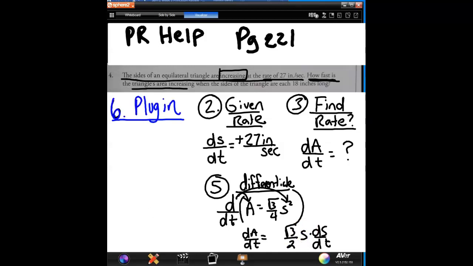All right, step 6 is to start plugging stuff in. So we don't know what dA/dt is. That's the whole point of the problem, actually, is we're trying to find that rate. So we're going to leave that as dA/dt. Radical 3 over 2 is just a constant, so it stays there. But s we know, and the problem asks us to find dA/dt when s equals 18. So we're going to plug in 18 for s. And ds/dt we also know. They told us that in the problem as well. It's 27 inches per second. All right, and then we're going to go ahead and just multiply this whole thing together, and we'll be good to go.